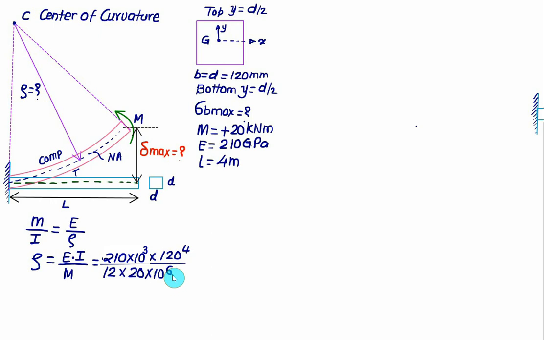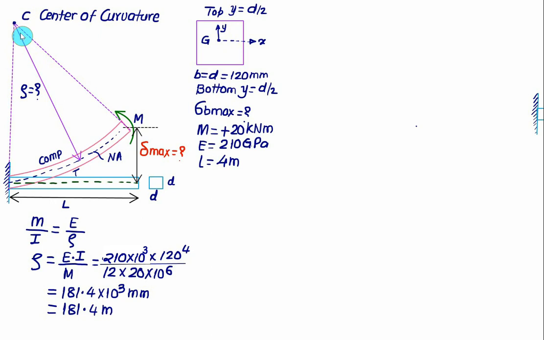That will be Newton mm. So the radius of curvature in this case will come out close to 181.4 into 10 to the power 3 mm, which is the same as 181.4 meter.